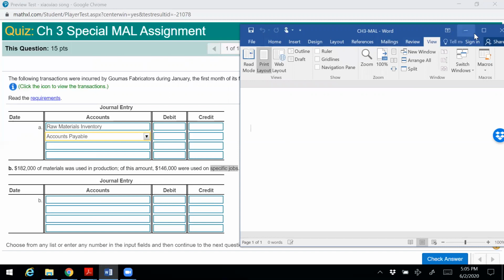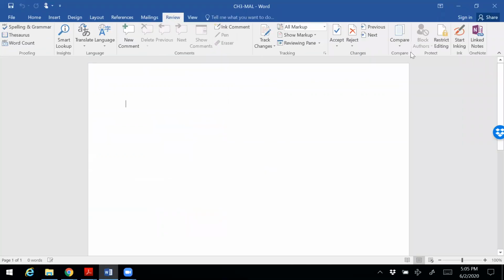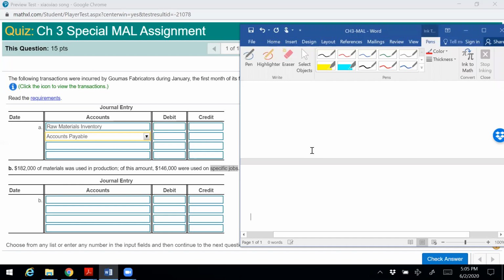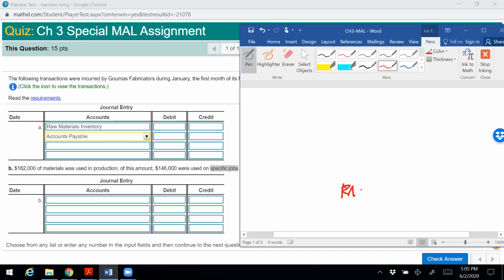After you spend this much money, your total used is 182,000. So this is debit, this is credit. I have to make sure my tables are here. Okay, let's go to the first page. I credit my direct material or raw material inventory, right? Because you used them. So I credit my raw material inventory 182,000.